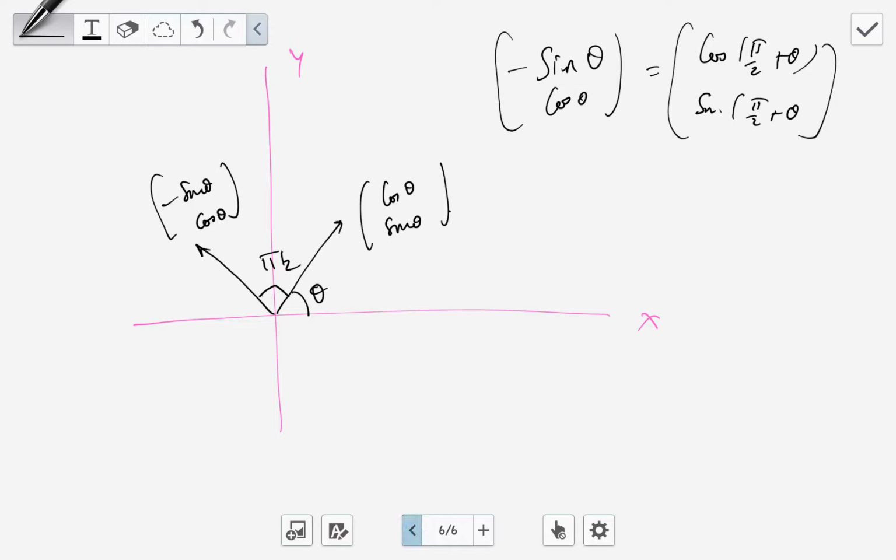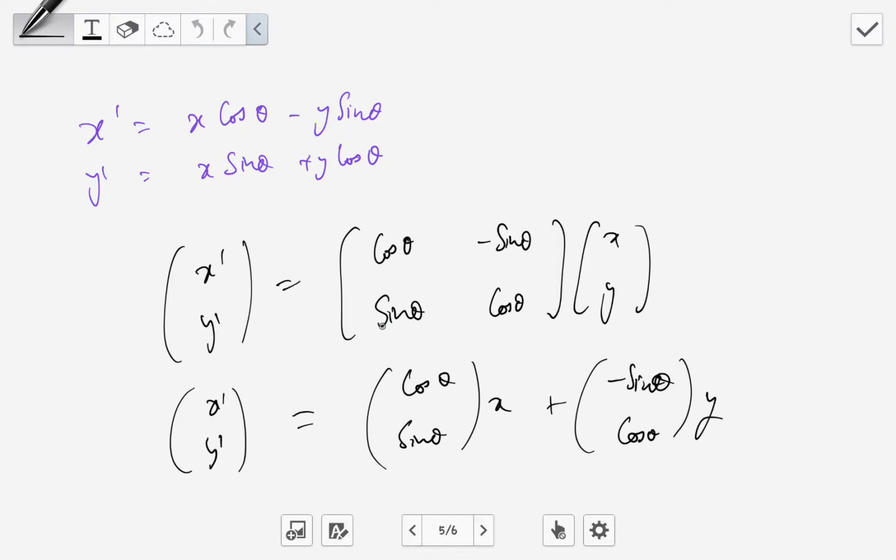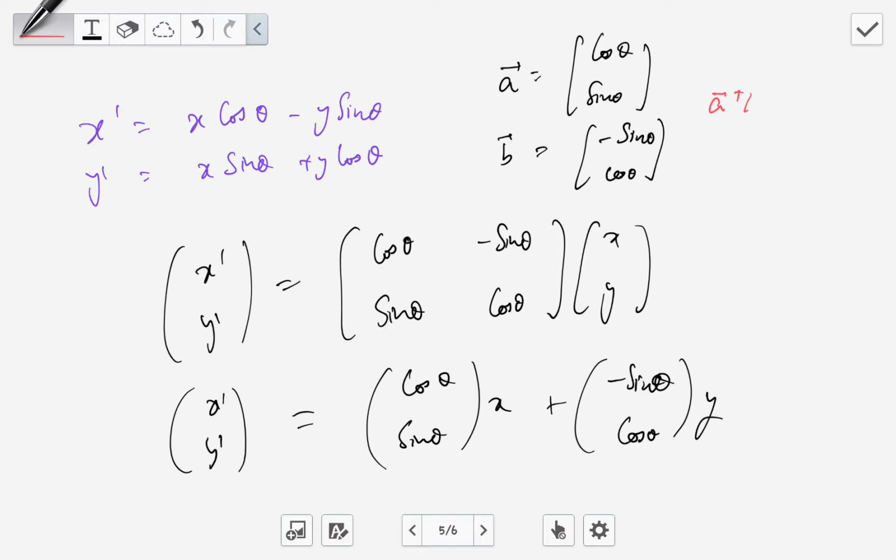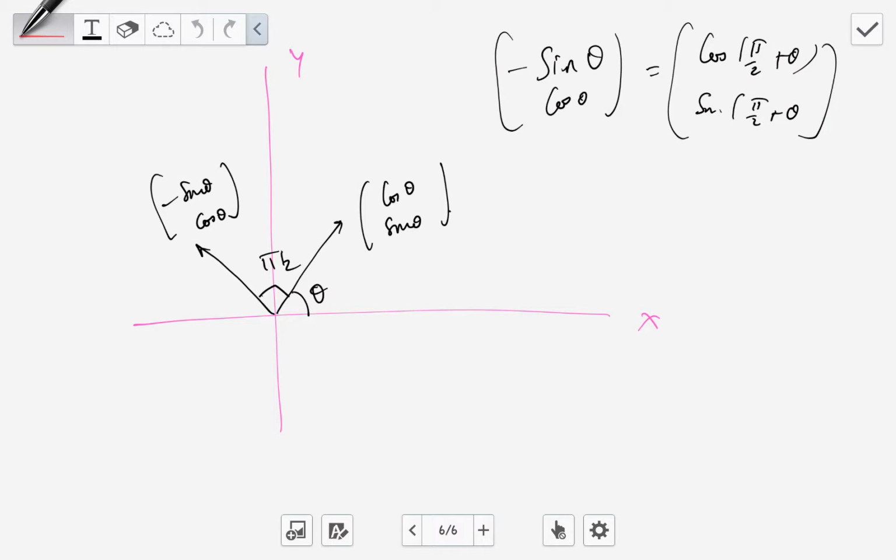Okay. You already see here that these are perpendicular from the dot product of these two. If you define a bar as cos theta sin theta and b bar as minus sin theta cos theta, then a bar transpose b bar will be 0. You can see that from our simple dot product operation. So that is why there is this angle pi by 2, and that is not a surprise now.